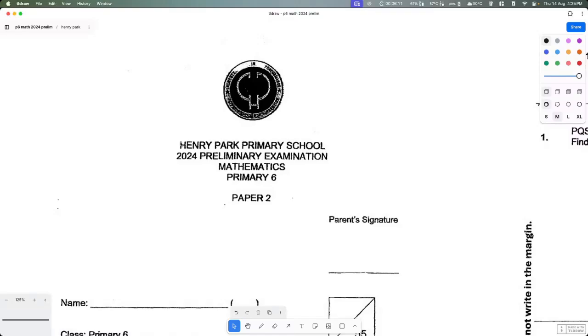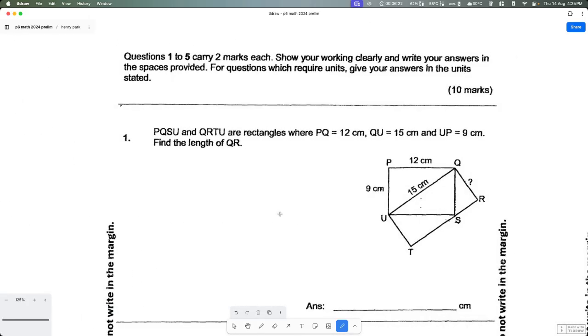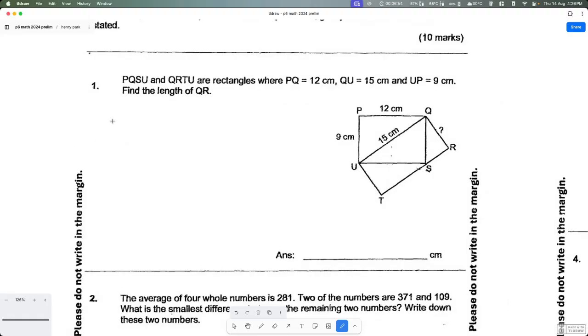In this video, we're going to go through the Henry Park Primary School 2024 Preliminary Examination, Mathematics Primary 6, Paper 2. Let's get started on the first question.